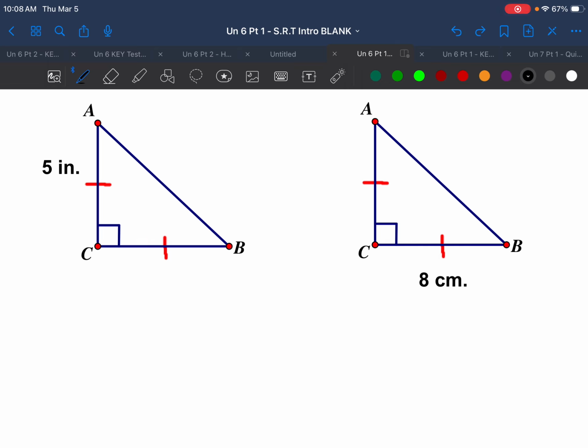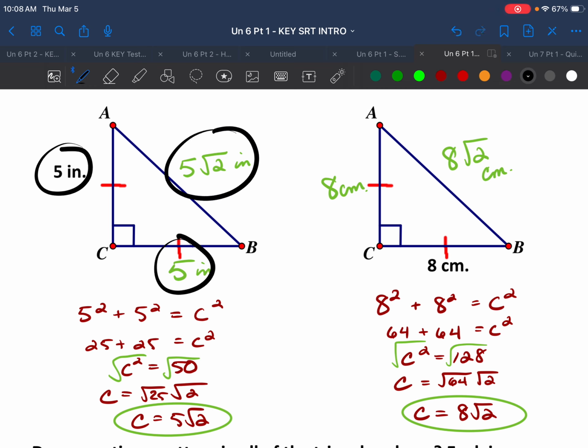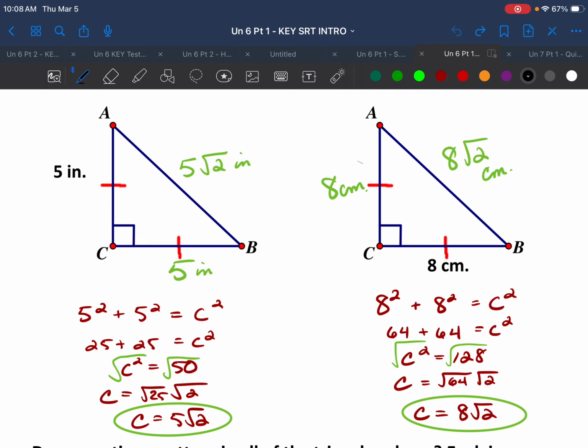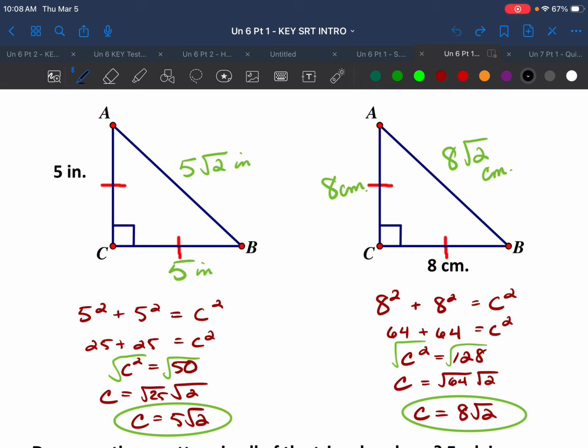Now I've gone ahead and used the Pythagorean theorem for each of these to find the missing side lengths. So if I take 5 squared plus 5 squared equals c squared, as you can see here, if you want to pause, the result ends up being 5 radical 2. So we have legs of 5, 5, and a hypotenuse of 5 times radical 2. Similarly, on the right, we have 8, 8, 8 radical 2, and this will happen every single time you use the Pythagorean theorem for a 45, 45, 90 right triangle.